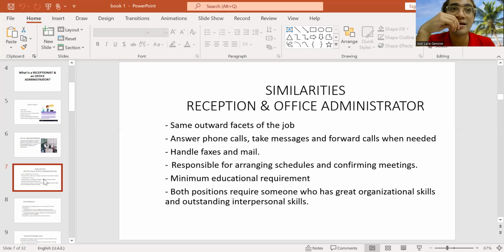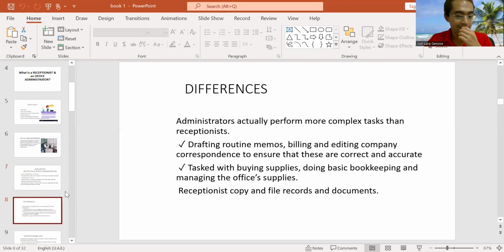Some of the reception tasks would not require you to have a bachelor's degree. At least you are familiar with Microsoft Office. Next. Yes, page 8. Differences. Read this for me, Vinci.